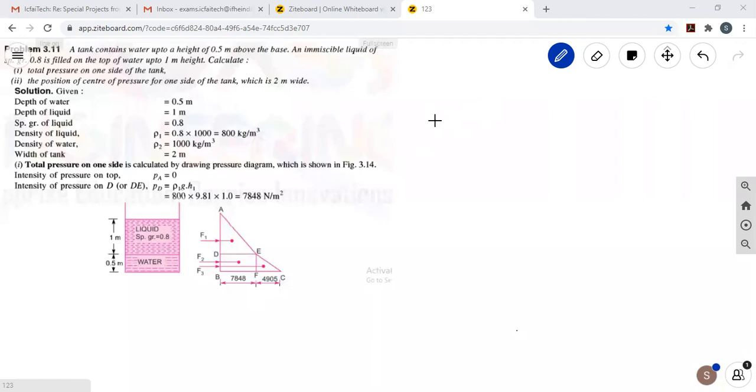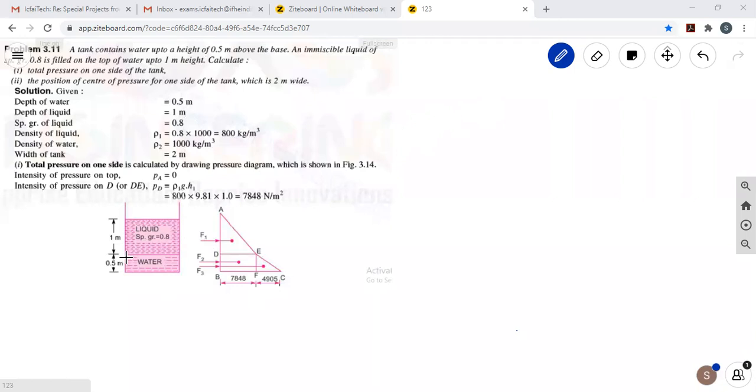This is one more problem related to a center of pressure. In this problem, what is it saying? There's a tank containing water up to 0.5 meters. This is up to 0.5 meters of water.